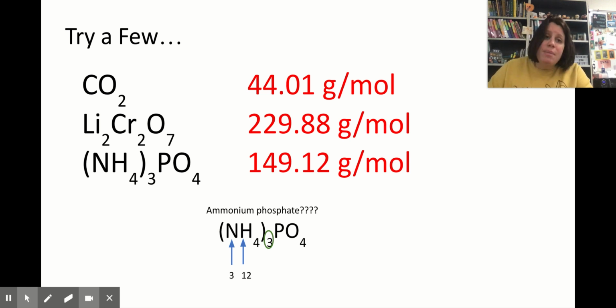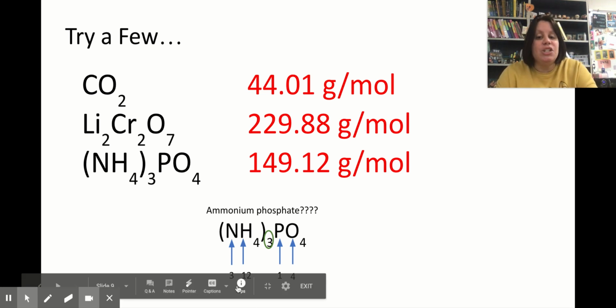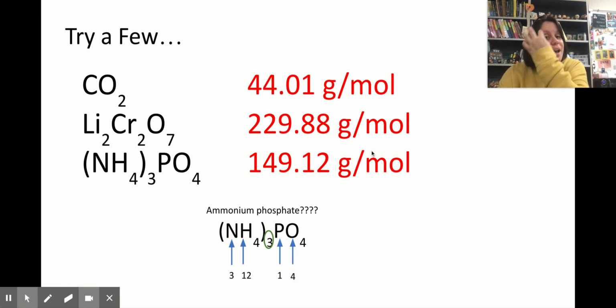Then there is no subscript next to the phosphorus, so that means there is just 1 phosphorus. And then there's a 4 next to the O, so that is 4 oxygens. So it's very much like when we're counting to see how many of each element there are when we were balancing equations. The same idea is going to apply here. Then you're going to multiply each of these numbers, the 3, 12, 1, and 4, by each of the corresponding masses on the periodic table. Add them all together, and you should end up with that 149.12 grams per mole.